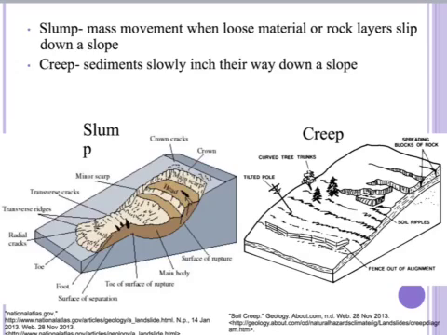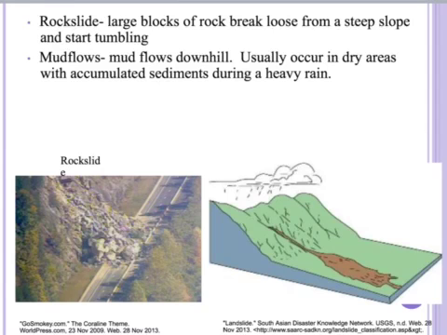So creep is much slower than slump. Both types, however, are fairly slow. These will happen over a period of years or decades. Here are two other types that are much faster. Rock slides are when large blocks of rocks break loose from a steep slope and they tumble down. So here's an example of a rock slide.